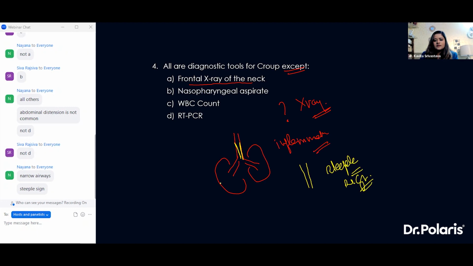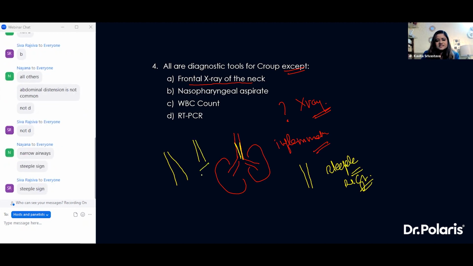Why is it called a steeple sign? So in a steeple sign, basically, whenever we visit a temple, we are going to see there's a narrowing towards the end. So there's a broadening initially, and then there is a narrowing. So this type of sign is known as a steeple sign. So that is a very classical sign that we see in croup. Apart from that, can we take a nasopharyngeal aspirate? So whenever we do the culture of the aspirate, if there is any organism, specific organisms that we have learned about, so that can grow. So nasopharyngeal aspirate can again be a very useful diagnostic tool.